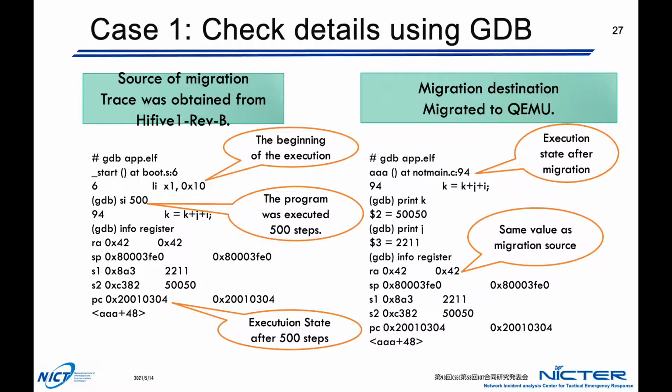Next, the log on the right was recorded when the execution state was migrated to QEMU and GDB was attached. We confirmed that the values of the registers at this time were the same as before the migration.